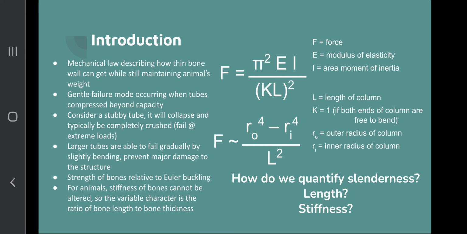So what is Euler buckling? It's a mechanical law that describes how thin a bone's wall can get while still maintaining an animal's weight. It's also a gentle failure model that occurs when tubes are compressed beyond their capacity.